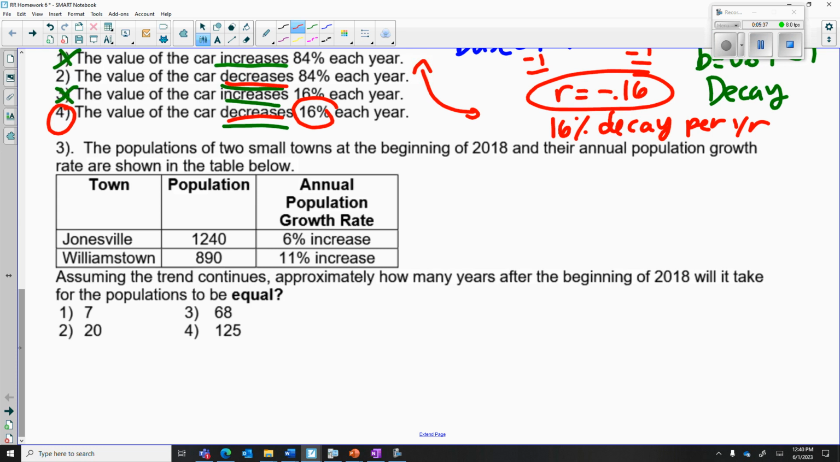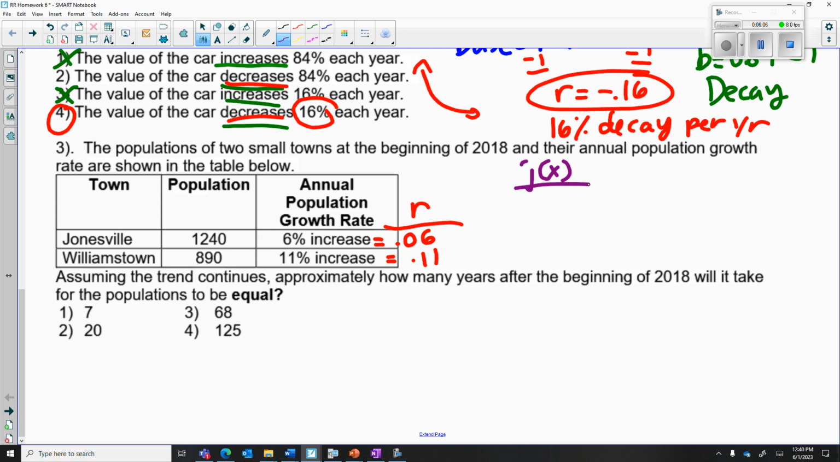Number 3 has 2 towns and they have different population rates. And it asks, if the trend were to continue, how many years will it take for these populations to be equal? So the first thing we need to do is write the equation for both Jonesville and Williamstown. To do that, first you're going to make your rate a decimal. Take your percent and move it 2 decimal places to the left till you get your rates as a decimal.